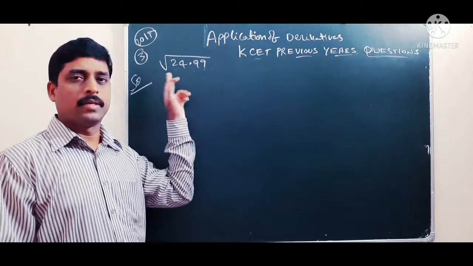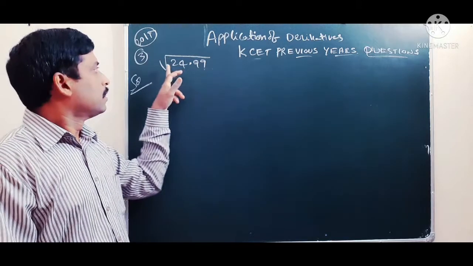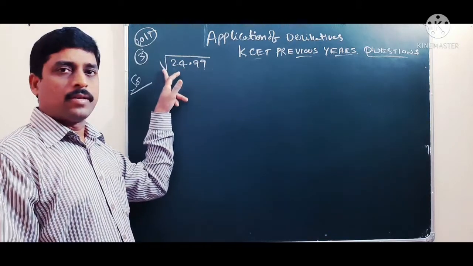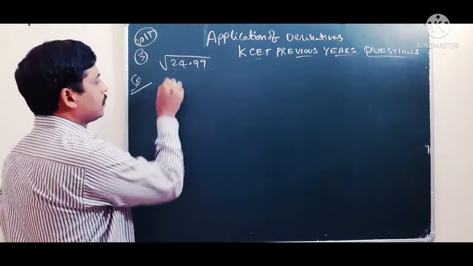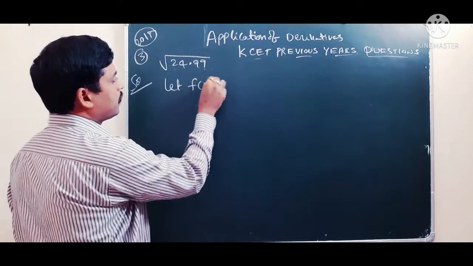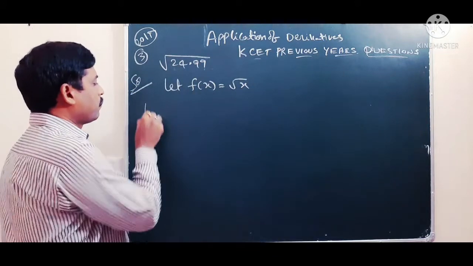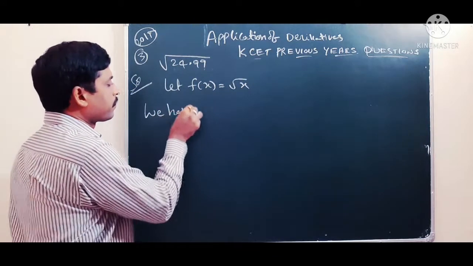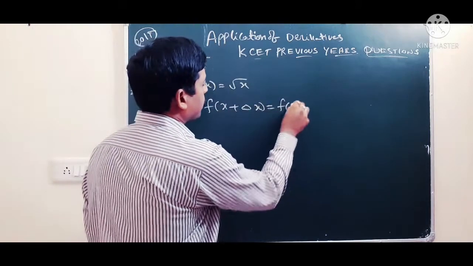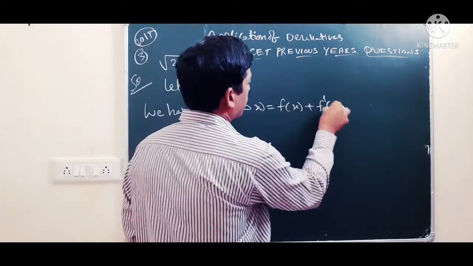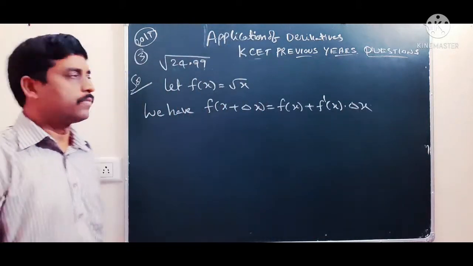Moving on, next question. This is from errors and approximate value. What is required? Under root 24.99. What is the function? Root function. So let us take f of x is equal to root x. We have the formula f of x plus delta x is equal to f of x plus f dash x into delta x. This is a very important formula.